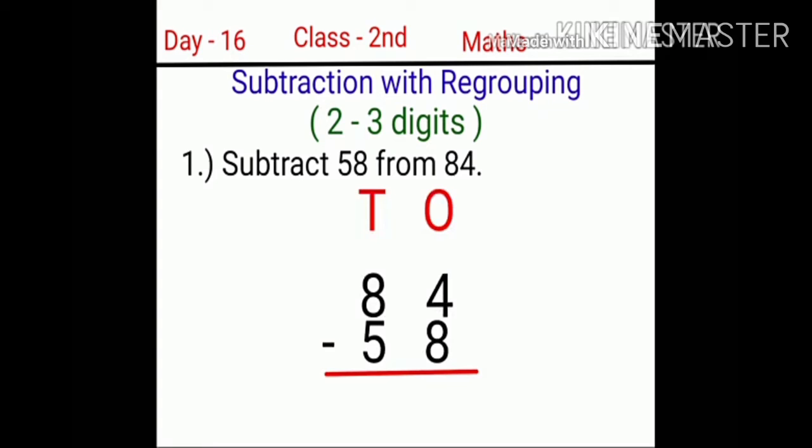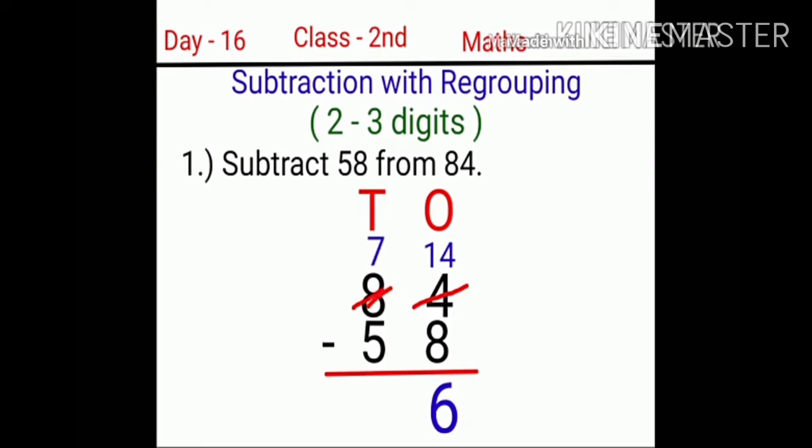Now we have put these numbers in the place value system. So we will start from the ones place. We have 4 and 8 in the ones place. We have to subtract 8 from 4. But 4 is smaller than 8, so we cannot subtract 8 from 4. So we will borrow 10 from the tens column. So after borrowing, this 4 will become 14. Now we can subtract: 14 minus 8 is 6.